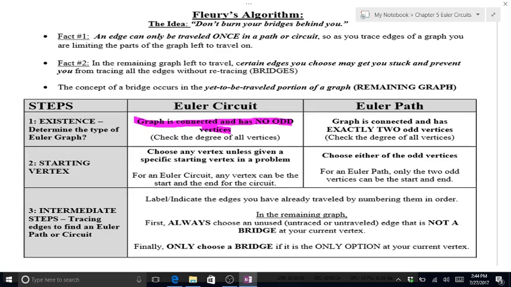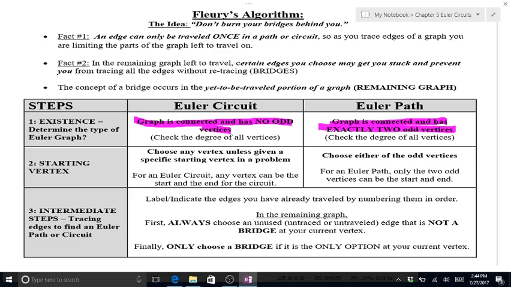A Euler path, however, had exactly two odd vertices. Okay, remember, it can't have more than two odd, it can't have less than two odd, it has to have exactly two odd. So, this leads us into today's topic, Fleury's algorithm, section 5.6, which is don't burn your bridges behind you. So, there are two separate facts that we need to know.